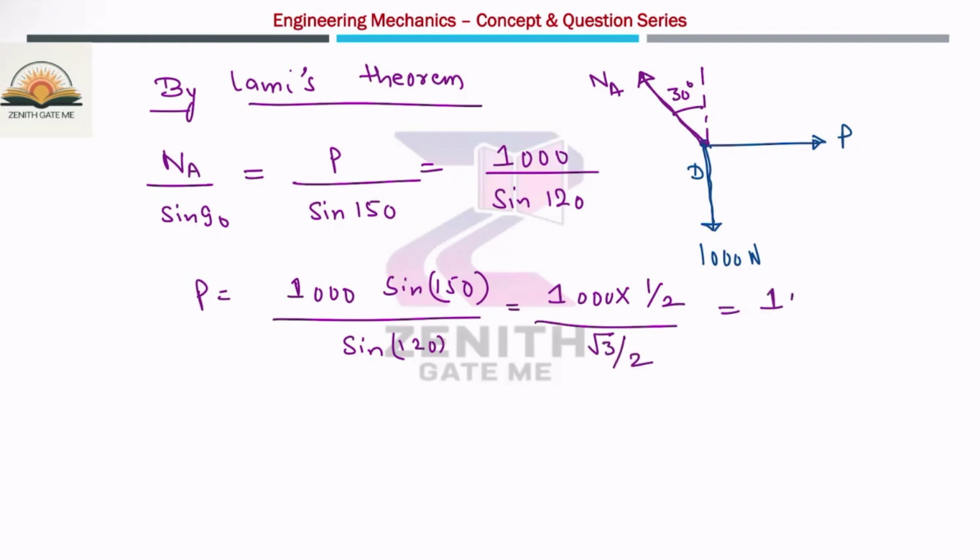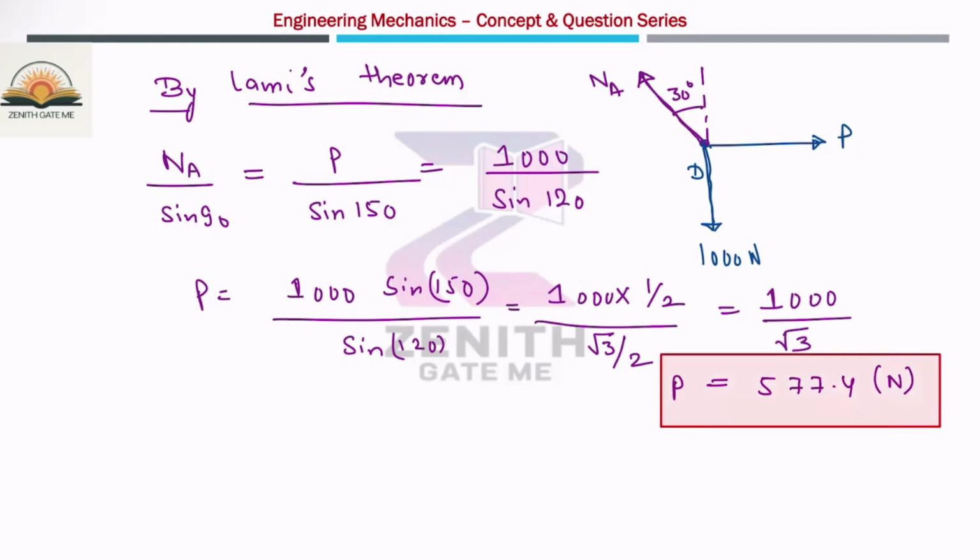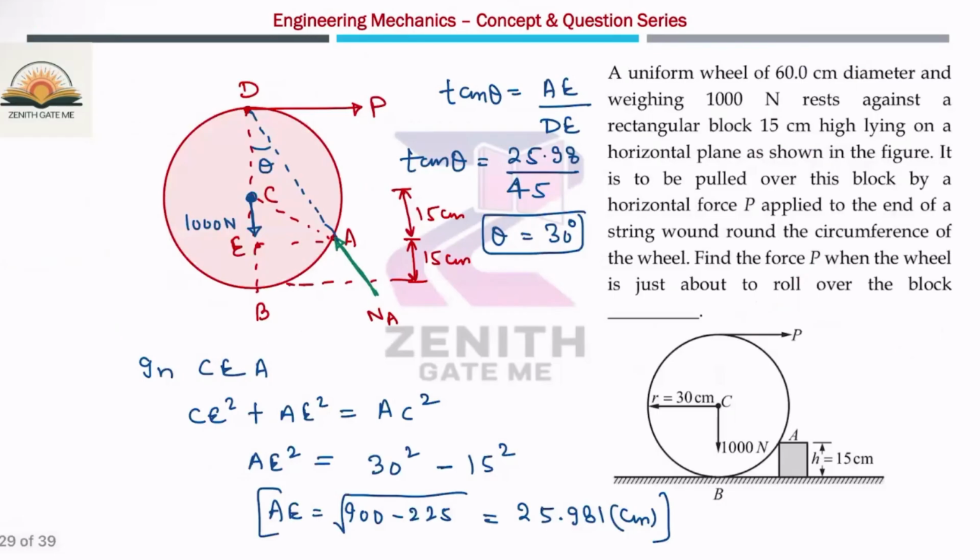So you will get 1000 divided by root 3, which is approximately 577.4 Newton. So this force you have to apply at the end of this wheel so that the wheel will roll over the block. The force is acting at the top of this wheel. Let us suppose the force is acting at the center of the wheel. That will be the next part.